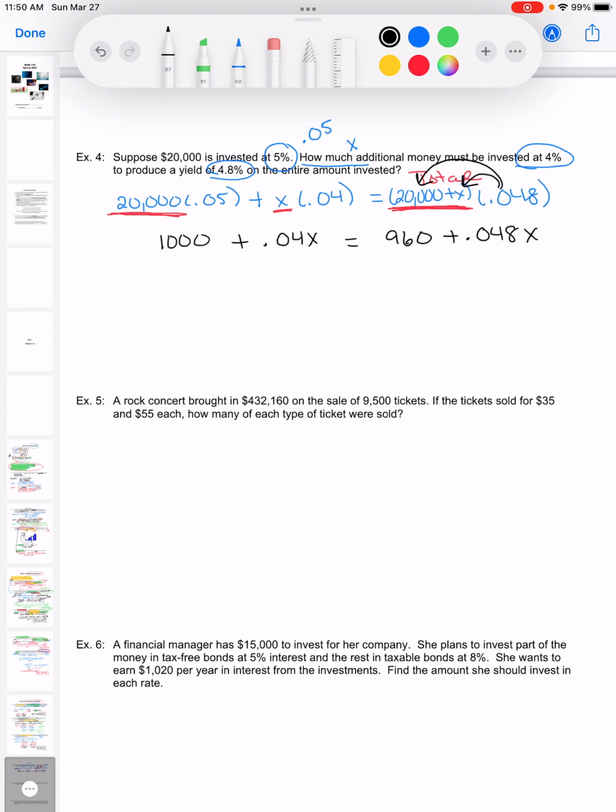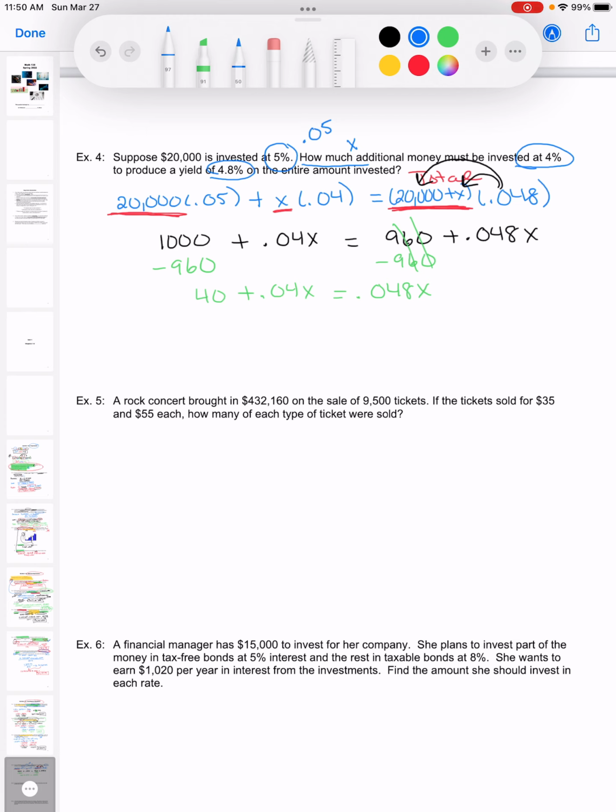Your choice on what you want to move over. I'm going to move the 960 first. You could have moved the x's. You could have moved the 1,000. All those choices are going to work out fine in the end. That's going to leave me with 40. Haven't done anything to the 0.04x or the 0.048x. Trying to get all the x's together.